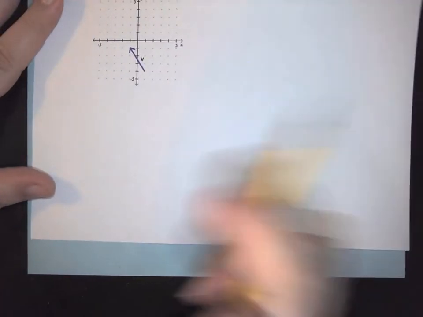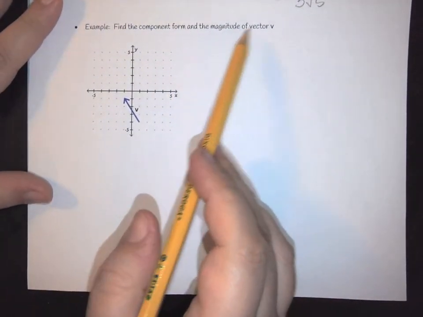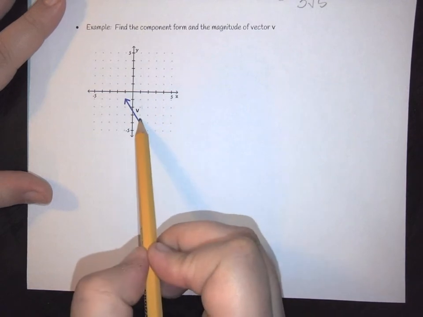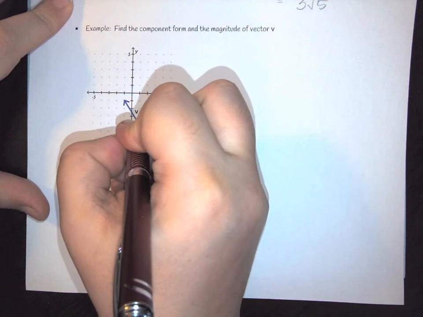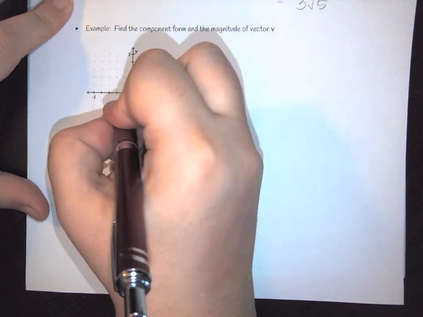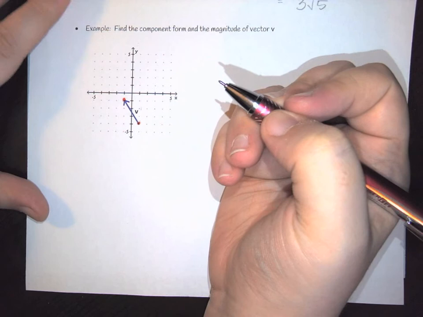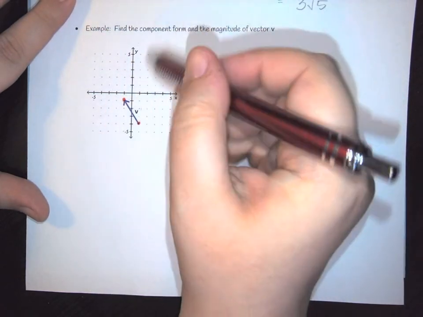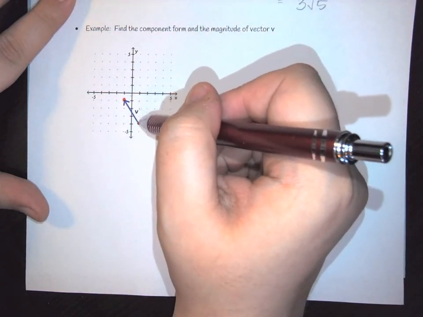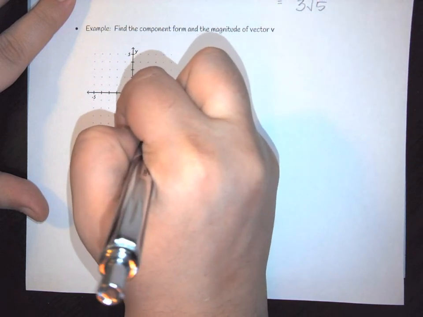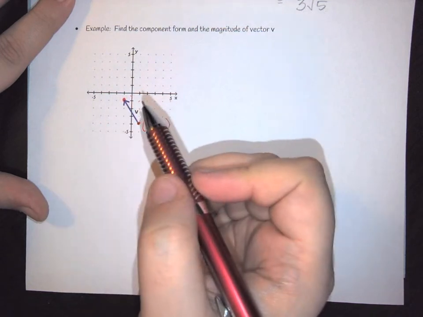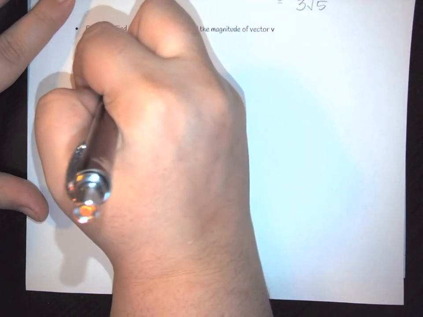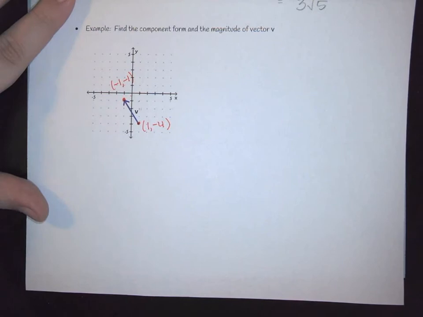Alright, what happens if we are asked to do everything I just did, but all we are given is the graph? The first thing you have to do is identify the point I'm starting at and the point I'm ending at. I'm starting here, I'm going to go over 1 and down 4, so this is the point 1, -4. And for this point I went over 1 and down 1, so this is -1, -1. So I have my two points.